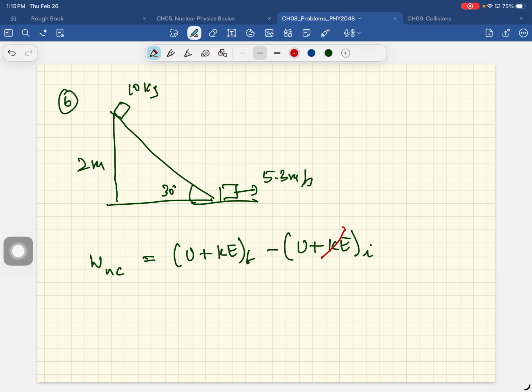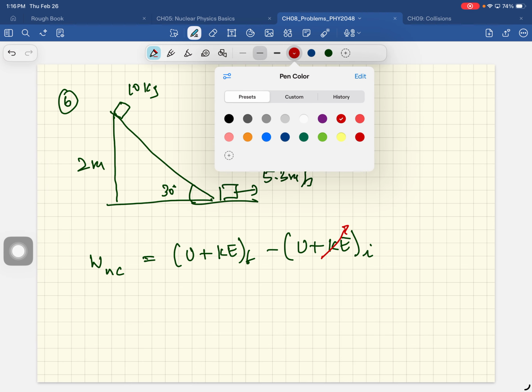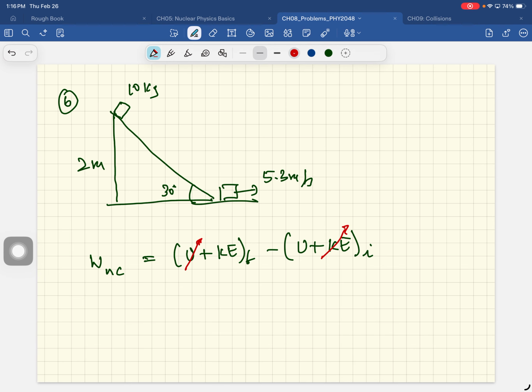So initial kinetic energy is 0. We'll take this as the reference level for gravitational potential energy. So it has initial potential energy, and we know the height. Here, the potential energy is 0, that's the reference level. And we know the final kinetic energy.